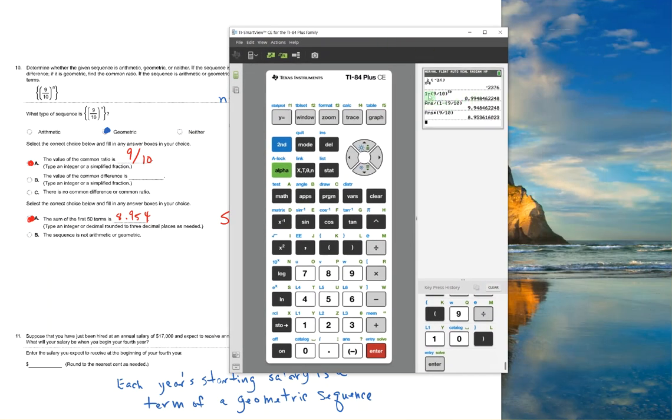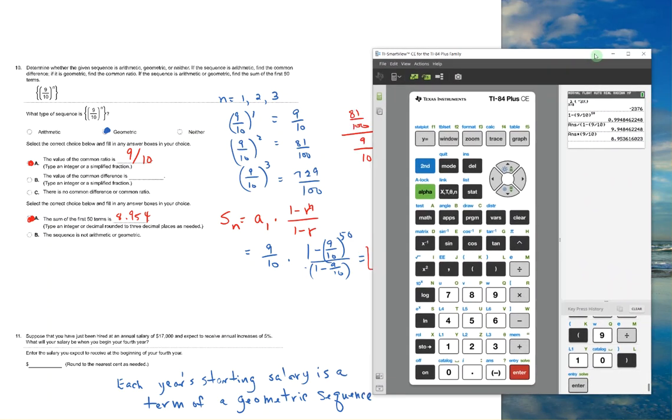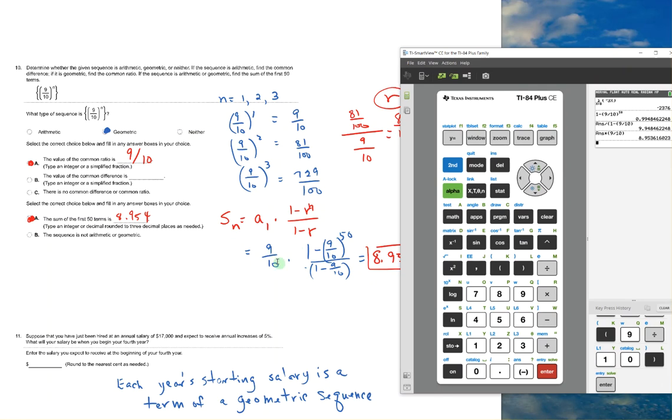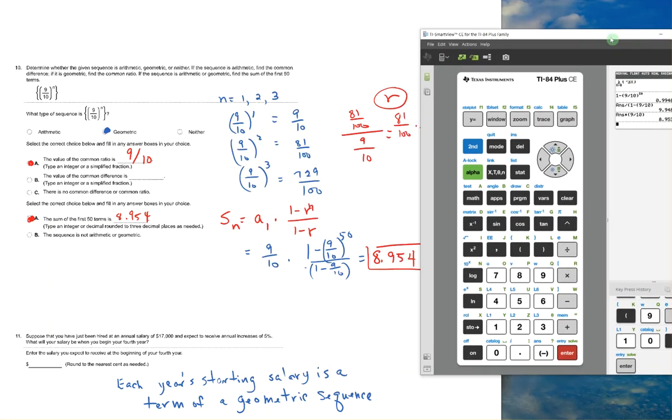I started out and did 1 minus (9/10) to the 50th, with those parentheses. I got that number. Then I divided that by 1 minus 9/10. Then I multiplied it all by 9/10, and I have what should be the answer, 8.954. It looks like a mess, but you're just plugging in the 9/10 for r and the 9/10 for a sub 1 in the calculator. It looks messy, but it really works out fine. I would do it in pieces like I just did here.